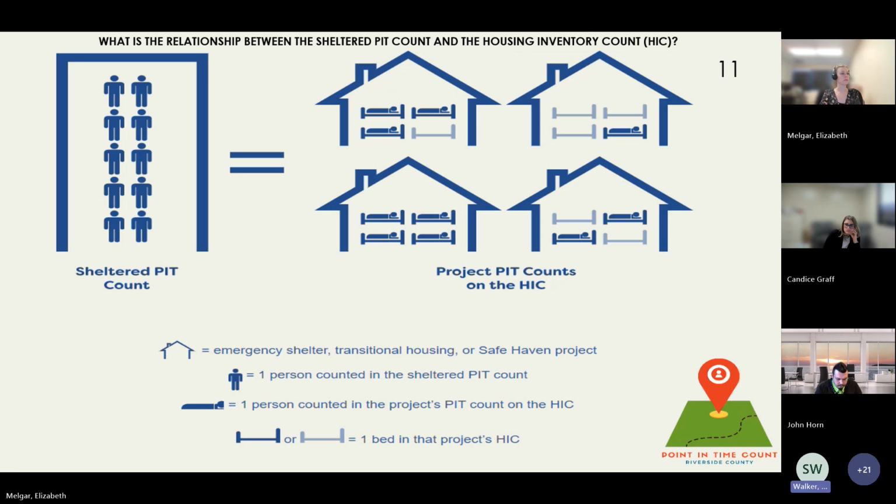So this slide is to provide a relationship between the sheltered point in time count and the housing inventory count, the differences and some similarities. The sheltered point in time count reports information about those individuals and families residing in emergency shelter, transitional housing and safe haven programs identified on the HIC, but it excludes permanent housing programs like rapid rehousing and permanent supportive housing. The PIT count aggregates these clients at the CoC level, reporting the total number of sheltered households and people for the CoC subpopulation and population breakdown.